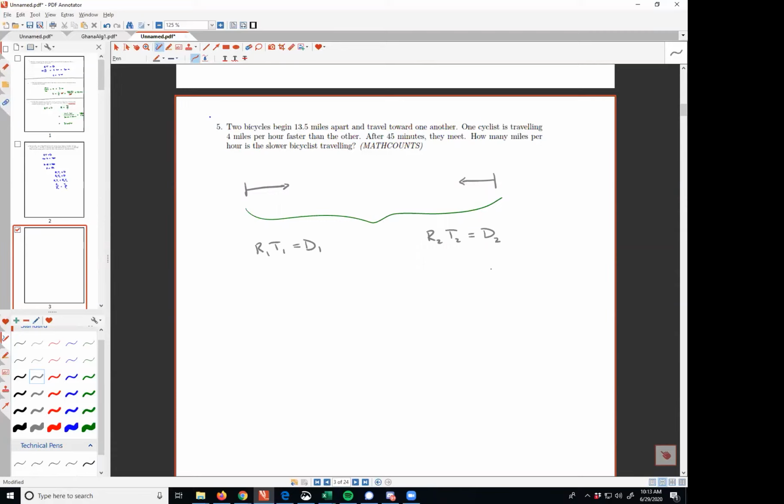So I said that the rate at which the distance between them closes is equivalent to the total sum of their rates. So it's r plus (r plus 4) miles per hour, which is 2r plus 4. And it said that they traveled for 45 minutes, which is 3/4 of an hour. That's supposed to give me 13.5. So from there, I just used deductive reasoning to find that 2r plus 4 equals 18. And after I found the rate at which the distance is closing, I just made r the subject, and that's how I got r to be 7. So r equals 7 miles per hour.